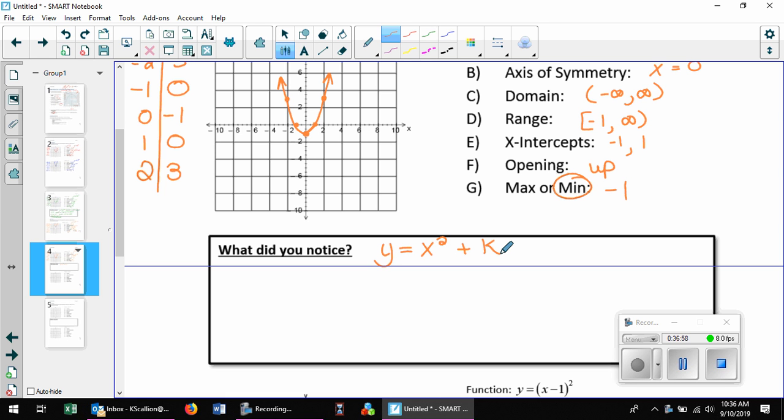Well, the first graph I added something. I added 4 to the first graph. So where did my graph go? It went above, right? Went above the x-axis. When I subtracted something, it went below.